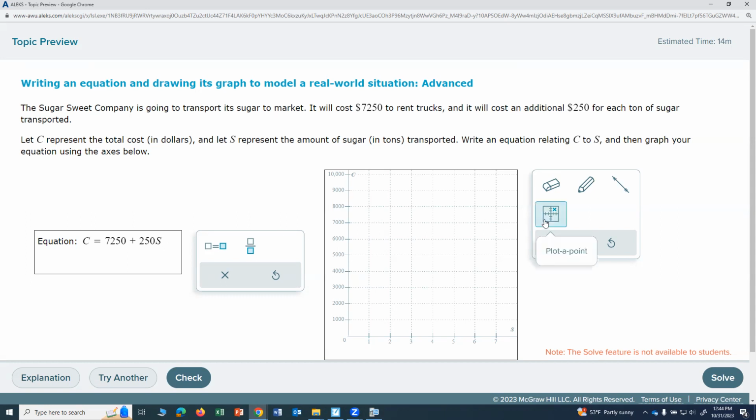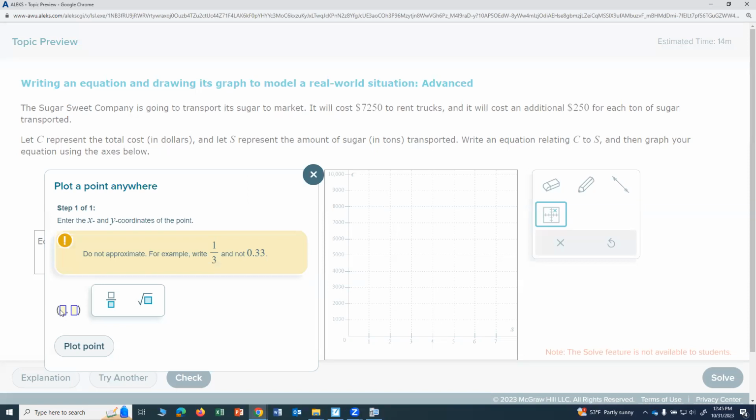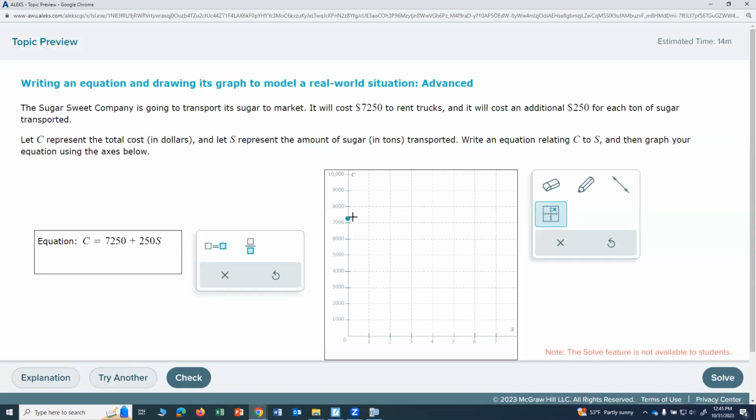So to get my first point on my graph, I'm going to go ahead and plug in 0 for S. And that would give me the y-intercept of 7,250. So I'm going to click on plot a point. I'll put 0 for S and then 7,250 for the y. So that gives me the first point. And Alex plotted that for me.